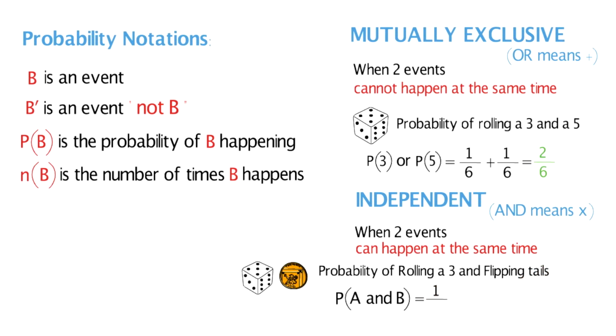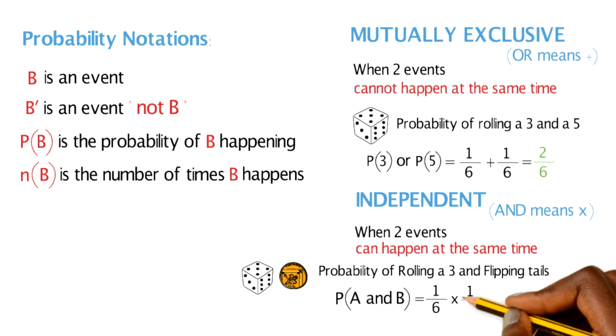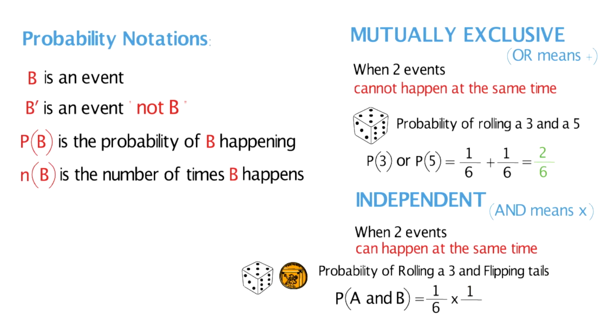So independent events are "and" and we multiply. Mutually exclusive events are "or" and we add. And so in this scenario, rolling a 3 is 1 over 6, flipping a tails is 1 over 2, it's a half chance. Multiply these together and you would end up with 1 over 12. So these are really important to note. So now we're just going to go on to some practice questions.